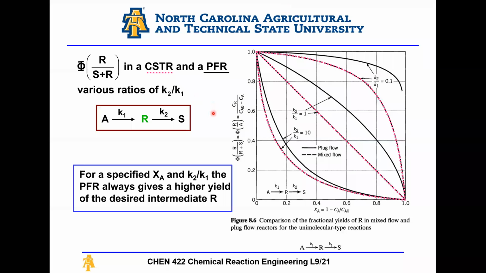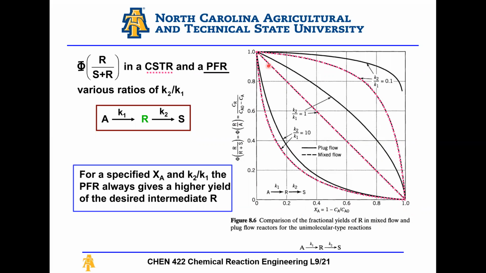So we compare the fractional yields in a CSTR and a PFR for various ratios of K2 over K1. As you can see here on the y-axis, I'm plotting the fractional yield of R, so R over R plus S, or R over A. It's basically the concentration of R over the initial concentration of A minus the concentration of A at any time t, versus the conversion of A. So I'm looking at the fractional yield versus the conversion.